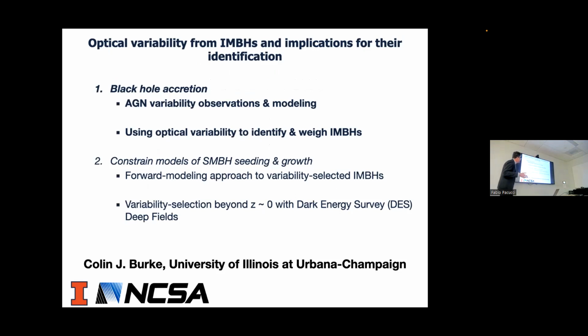So my talk is divided into two parts, and I don't know how much of it I'll get through, and that's okay. In the first part, I want to go over AGN variability, give a little introduction, and then talk about what we can learn about black hole accretion from observations of light curves in the optical, mainly, and how we can use these data to actually identify and weigh intermediate mass black holes, or IMBHs, which are, depending on your definition, smaller than, let's say, a million solar masses.